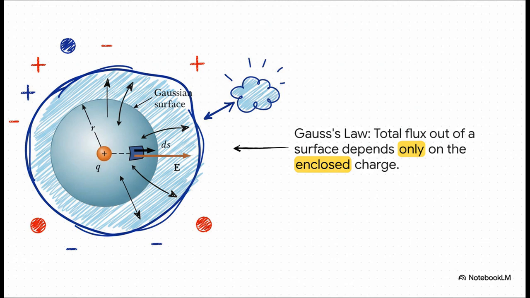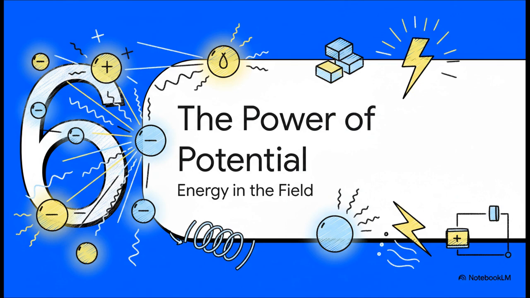It's almost like a magic trick. It says that if you draw an imaginary bubble around some charges, the total amount of flux flowing out of that bubble depends only on the total charge you trapped inside it. Any charges outside the bubble, they don't matter at all. It's an incredible simplification. We've talked about charge, we've talked about force, and we've talked about fields. There's just one last piece to this whole electrostatic puzzle: energy.